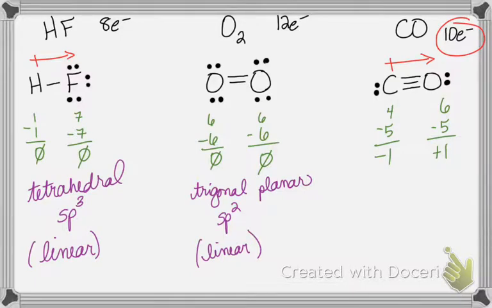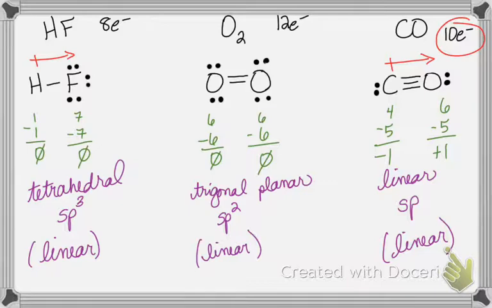So look at C in carbon monoxide. How many domains are around the C? Two. There's a lone pair and a triple bond. Two domains around the C. Two domains corresponds to what electronic geometry? Linear. What's the hybridization? SP. And what's the shape? Again, you could say linear.